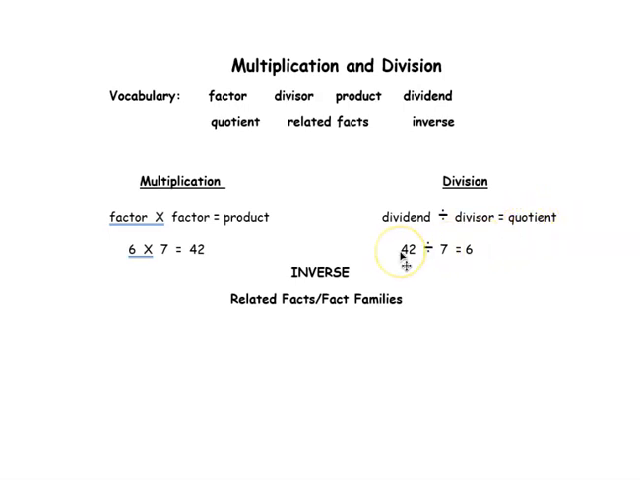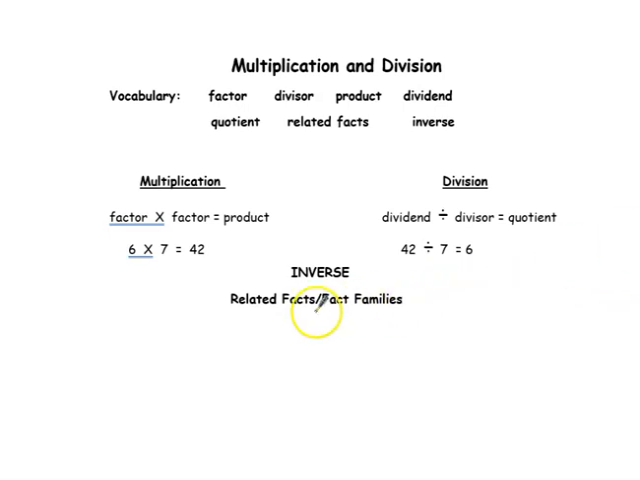So for our example, we're going to use those same three numbers, 42, 7, and 6. So we have 42 total items. We're going to divide them into 7 groups, and so there would be 6 in each group. So in this conversation about how multiplication and division are the inverse or the opposite of each other, then we can also make a connection to their families or their related facts. And remember, there are 4 number sentences in a fact family for multiplication and division.